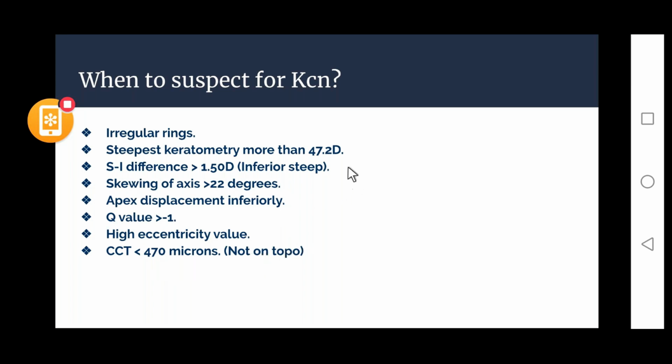But you have to be smart enough to correlate all these signs together. So presence of just irregular rings, or just skewing of axis, or just high eccentricity value, or just superior inferior difference is not enough. There should be at least 2 to 3. Generally, there are 3 criteria which should be fulfilled in order for you to suspect keratoconus. But remember one thing: most of these signs may be absent and the patient still may be having keratoconus, because the keratoconus starts from the posterior surface of the cornea.